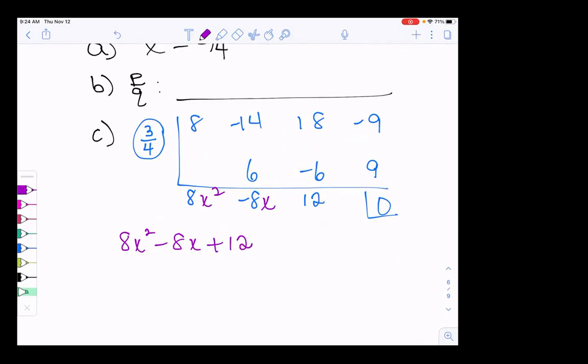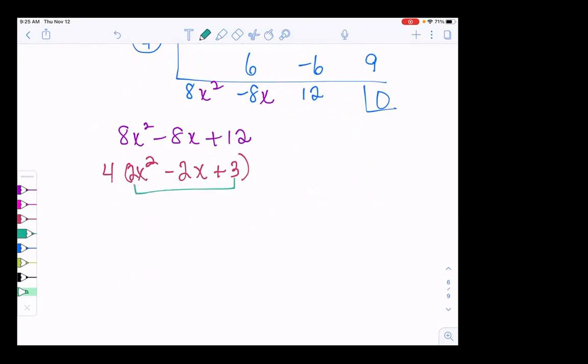What could you pull out of 8x squared minus 8x plus 12? Hannah, what could we pull out of there? Positive 8? What's a GCF there? 4. A 4. Yeah, it's okay. So I could pull out a 4 and get 2x squared minus 2x and then plus 3. Makes the numbers a little smaller.